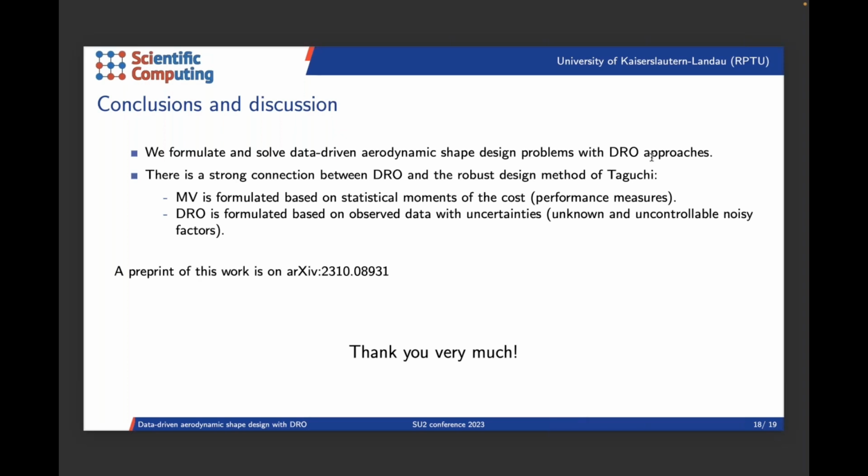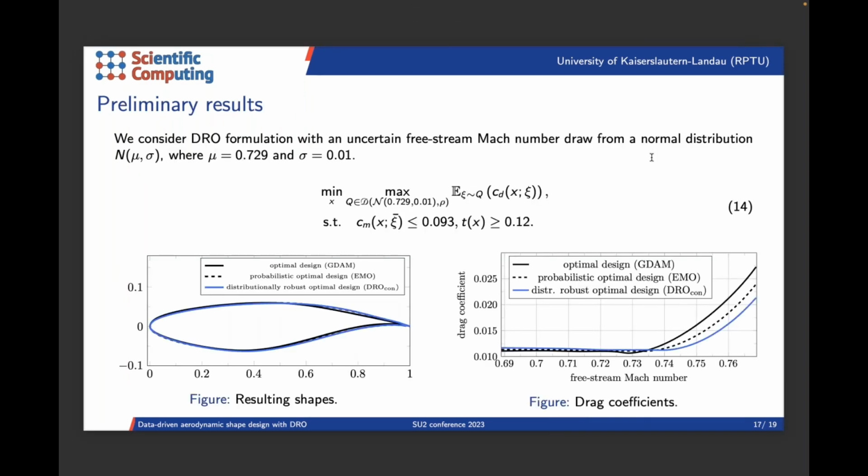The question was about the design points: what are the uncertain parameters? In this test case, we used the Mach number. No, I mean geometrically, of the airfoil shape. We use the Hicks-Henne discretization with 38 variables. It's standard.